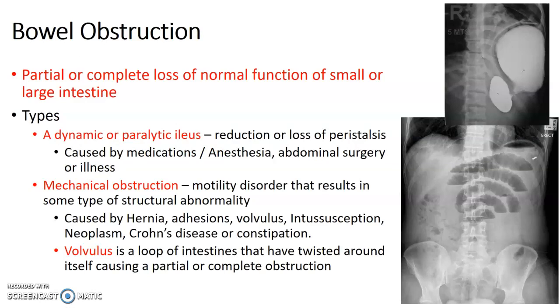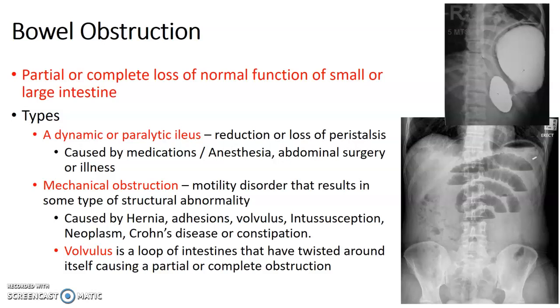Bowel obstruction can be partial or complete loss of normal function of small and large intestine. There's a few types. So dynamic or paralytic ileus would be reduction or loss of peristalsis, usually caused by medications. Anesthesia tends to slow your bowel down, right? Abdominal surgery, some type of illness.